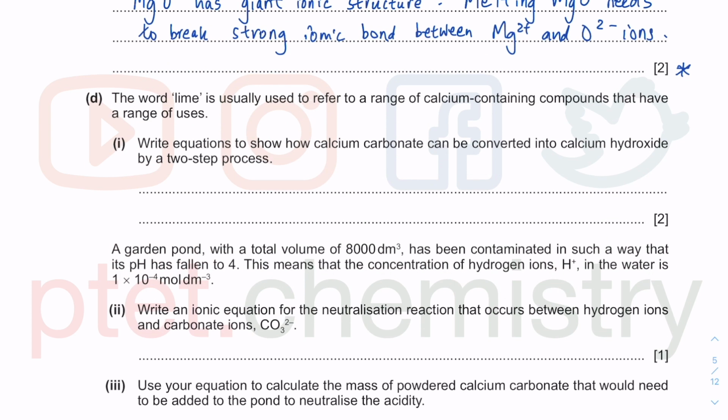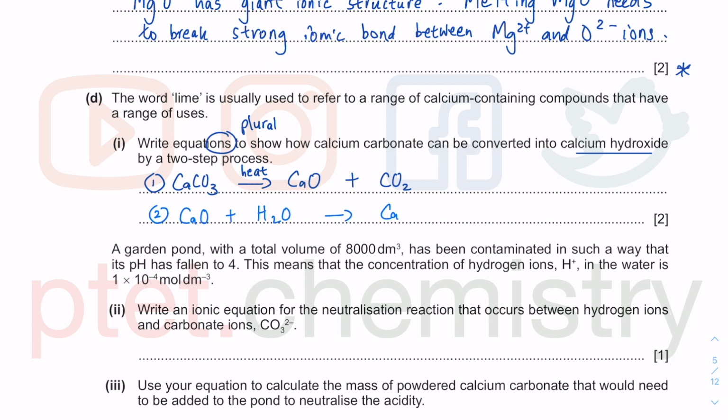The next one, we're going to write equations. This is plural. And we're going to show how calcium carbonate can be converted into calcium hydroxide by a two-step process. What you know about group 2 carbonates is that they can thermally decompose under heat to give you calcium oxide, Ca2+ O2-. You will get CO2. And what happens with this calcium oxide is you can dissolve calcium oxide in water, and then you will get calcium hydroxide, as that's what they're required there. They want equations. You need to give balanced equations. These are the two balanced equations there.